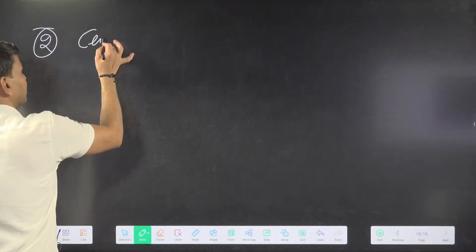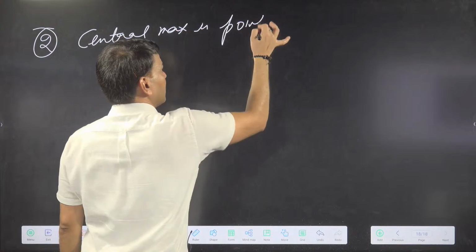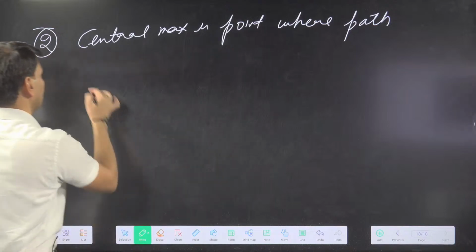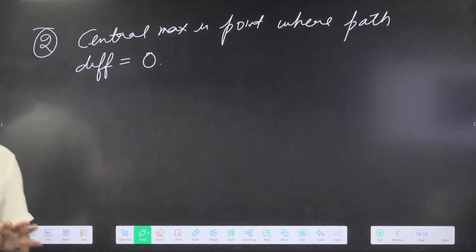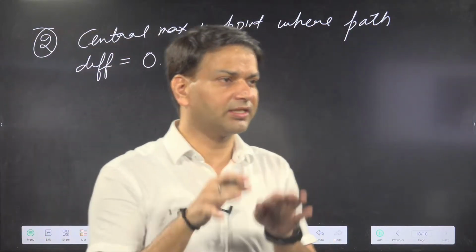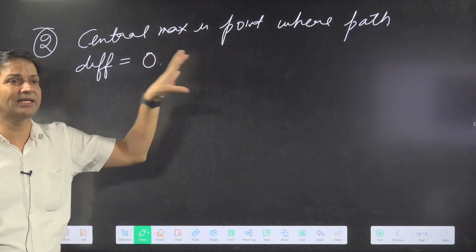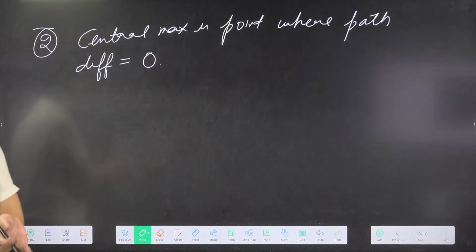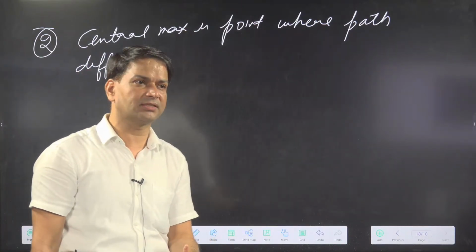Second thing in this we have to remember, what is the central maxima? Central maxima is the point where path difference is equal to 0. Central maxima may or may not be the bisector. That depends on whether there is no path difference at the bisector; if so, the bisector will be the central maxima.